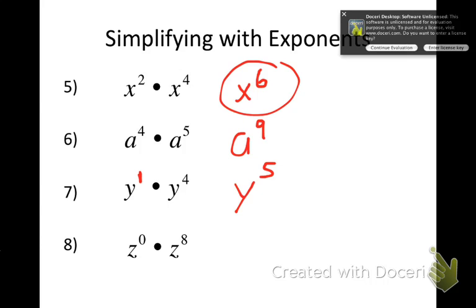Now, 8, z to the 0 power times z to the 8th. Don't make this harder than what it is, because the answer is what, Sean? Z to the 8th. Yeah, 8 plus 0 is still 8. Or you can think about it as z to the 0 power is 1. So 1 times z to the 8th is still z to the 8th. So it's that identity property.